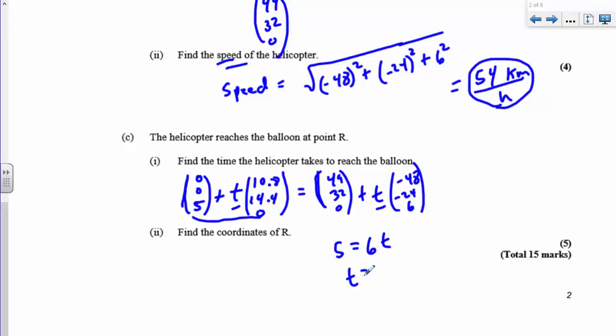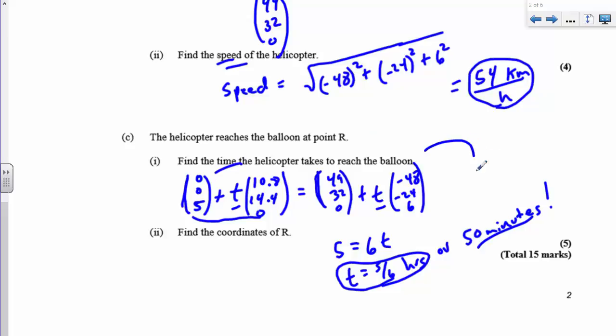Okay, that means t is equal to 5 over 6, and that will be in hours. So here's your value for t. 5/6 of an hour, or you can say this is actually about 50 minutes. So that's the time. It takes 50 minutes for the helicopter to reach the balloon.